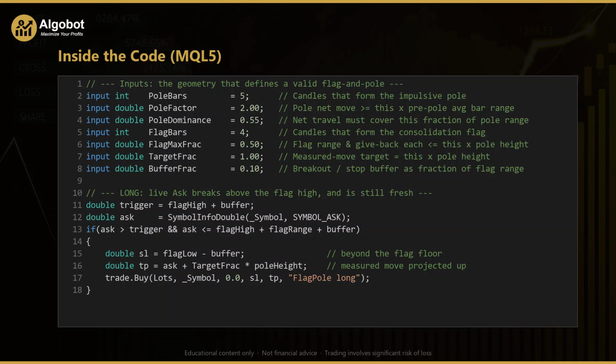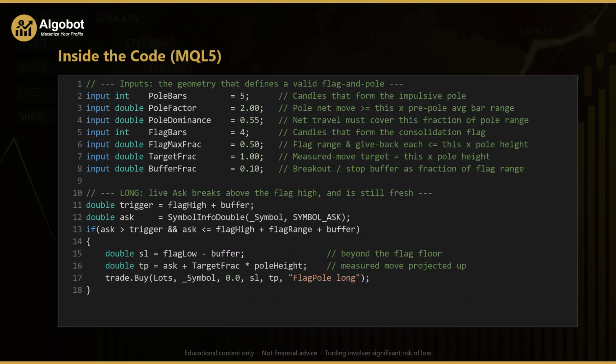Now the signal logic for a long trade. The code computes a trigger, which is the flag high plus the buffer. It reads the live ask price directly from the symbol. The single condition that fires the buy is this line. The ask must be greater than the trigger, and at the same time the ask must be less than or equal to the flag high plus 1 flag range plus the buffer.